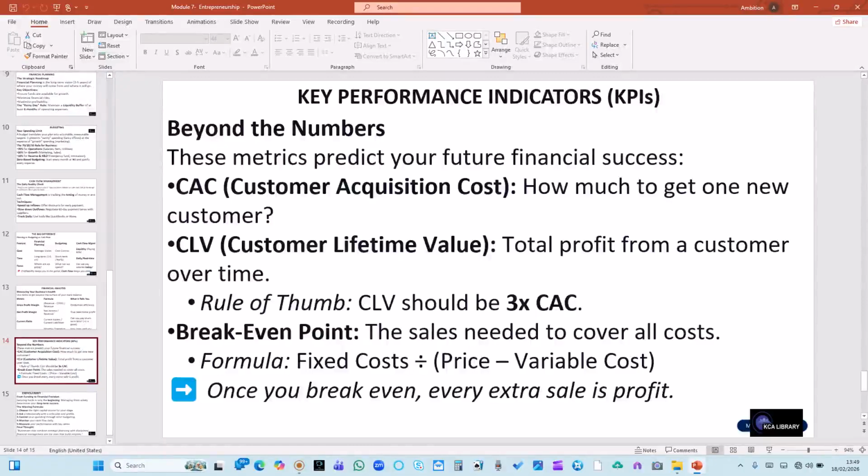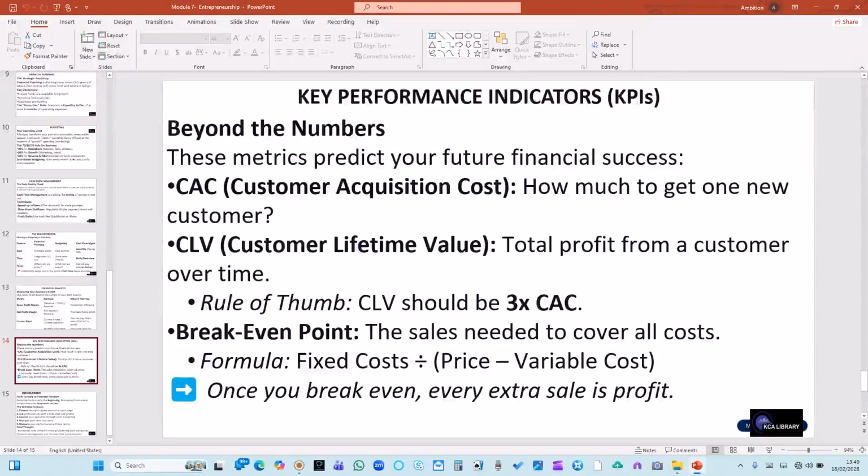We have another key performance indicator, which is CLV, customer lifetime value, which is the total profit from a particular customer over a given period of time. So it measures the profit that you generate from a particular customer over a given period of time. The rule of thumb is that CLV should be 3 times more than customer acquisition cost.